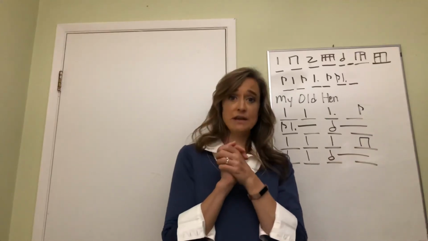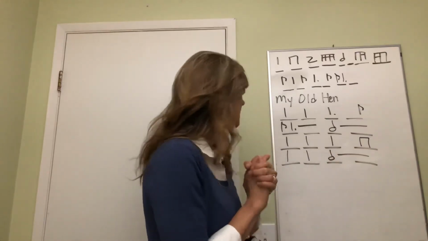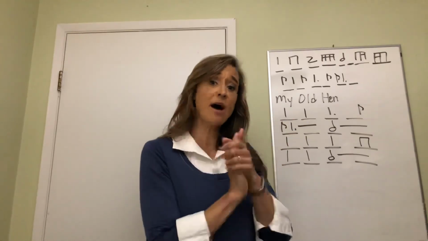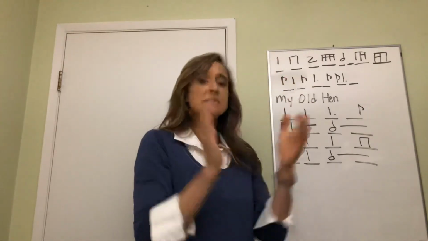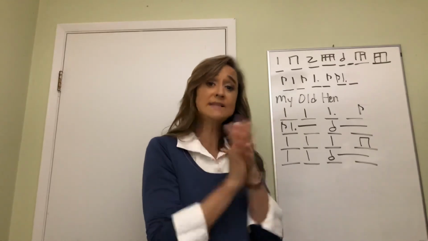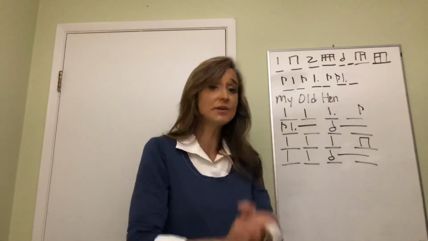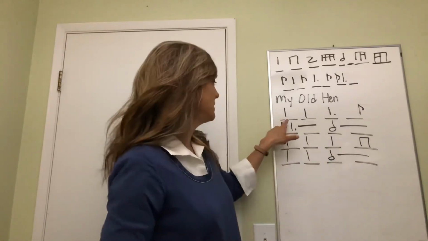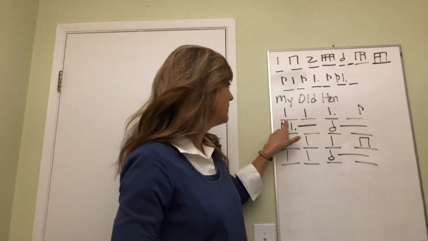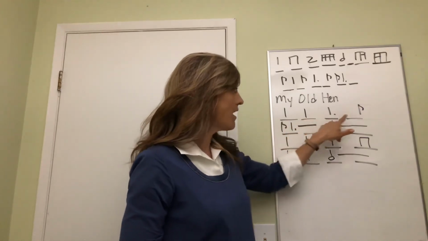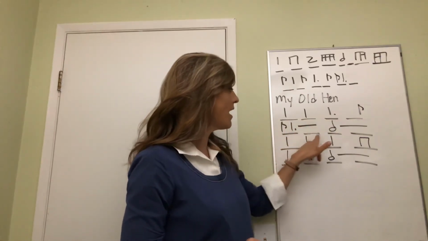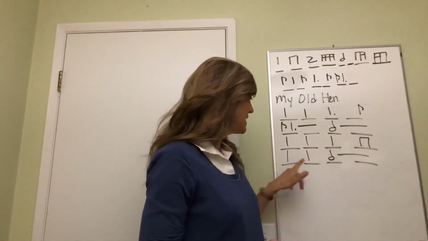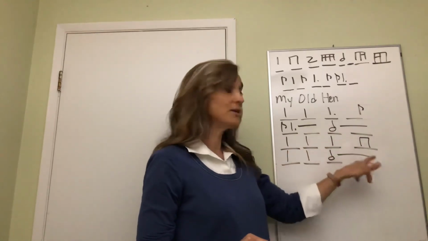All right, did you do it? Let's clap together this time. Ready, go. Ta ta tom, tee tee tom, two. Ta ta ta, tee tee ta ta, two. All right, one more time. I'm going to pat or point to the beat while you do that. Ready, go. Ta ta tom, tee tee tom, two. Ta ta ta, tee tee ta ta, two.